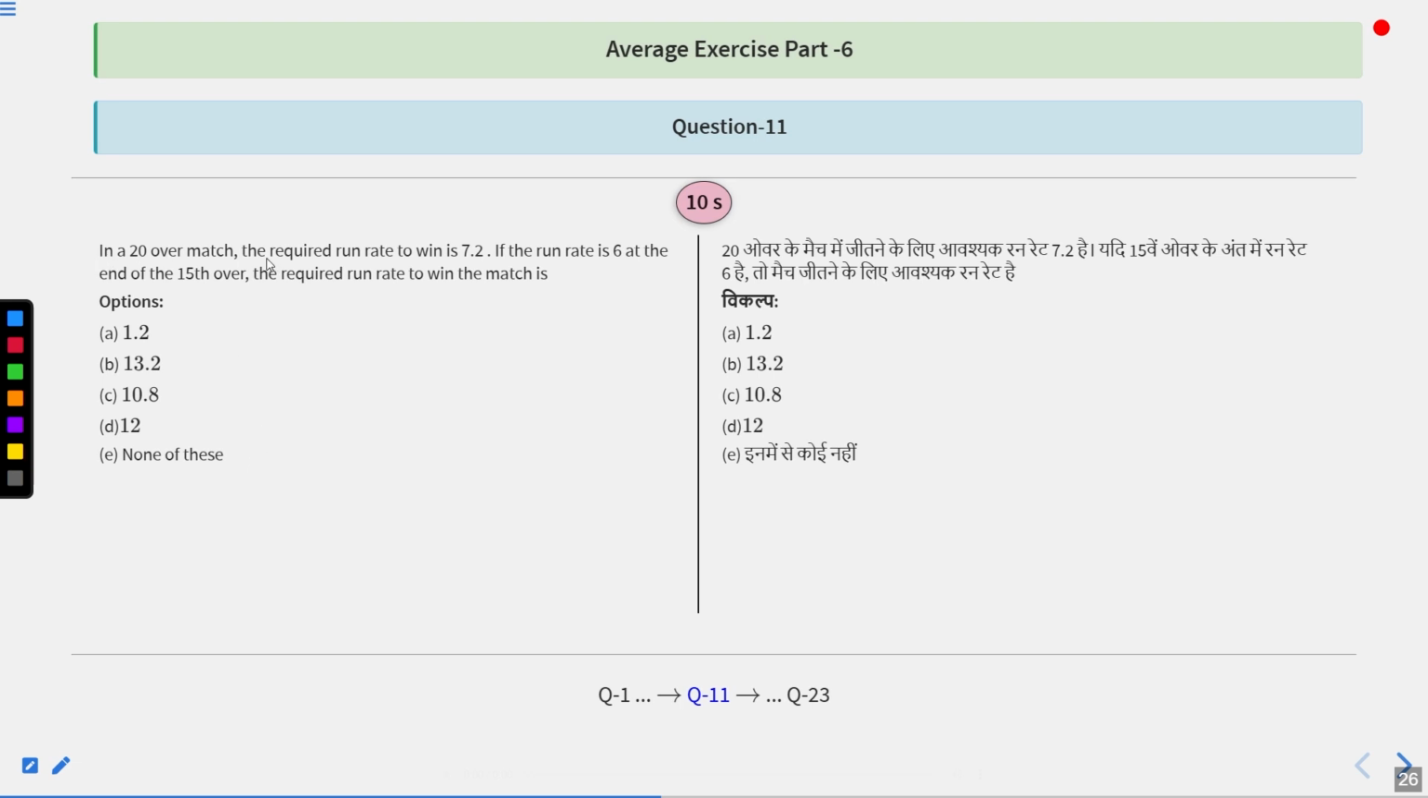In a 20 over match, the required run rate to win is 7.2. If the run rate is 6 at the end of the 15th over, what is the required run rate to win the match? You have 5 options and 10 seconds to analyze the question. Your time start now.